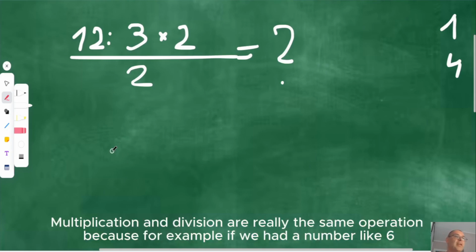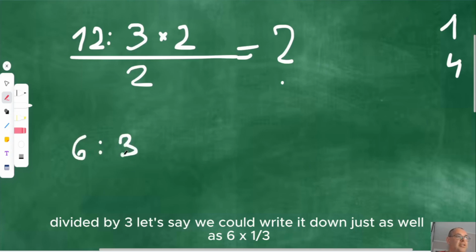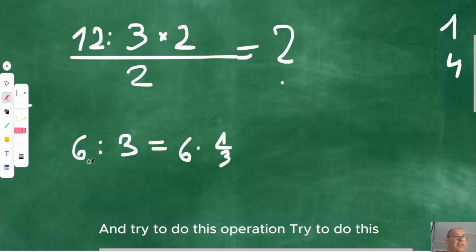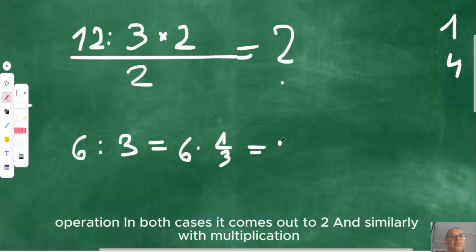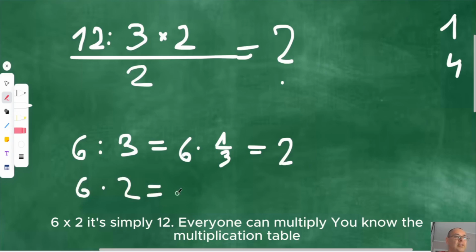Multiplication and division are really the same operation because, for example, if we had a number like 6 divided by 3, let's say, we could write it down just as well as 6 times 1/3. And try to do this operation in both cases, it comes out to 2, and similarly with multiplication. 6 times 2, it's simply 12. Everyone can multiply, you know the multiplication table.